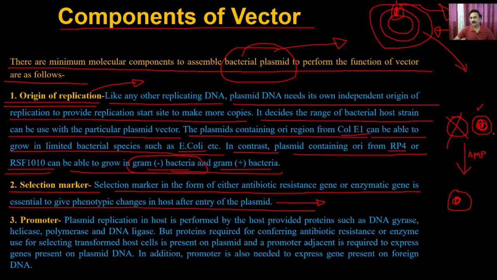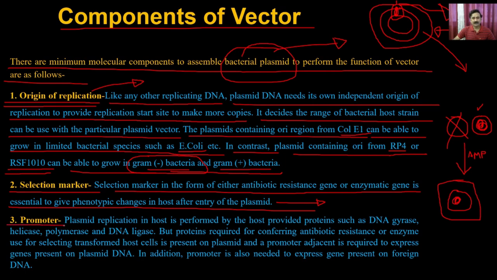In some cases, it is not an antibiotic resistance gene that is present; in some cases, an enzyme is present. In that case, the enzyme gives you an enzymatic product, like colors and so on. That also allows you to identify the transformed DNA and transformed host cells.